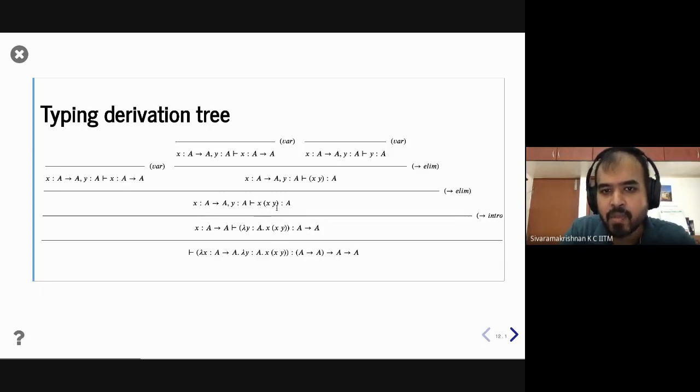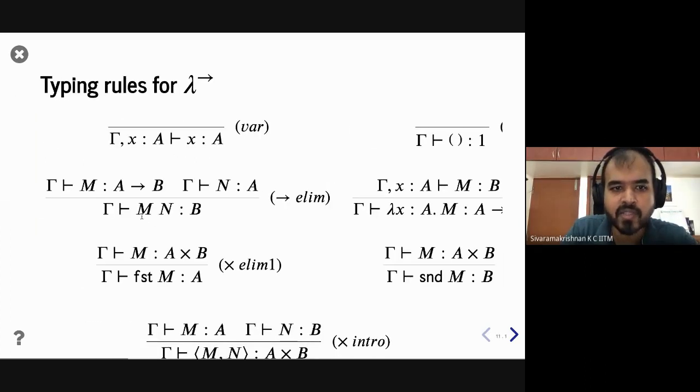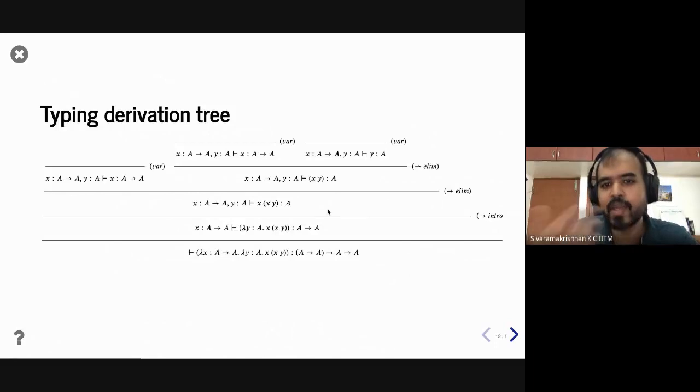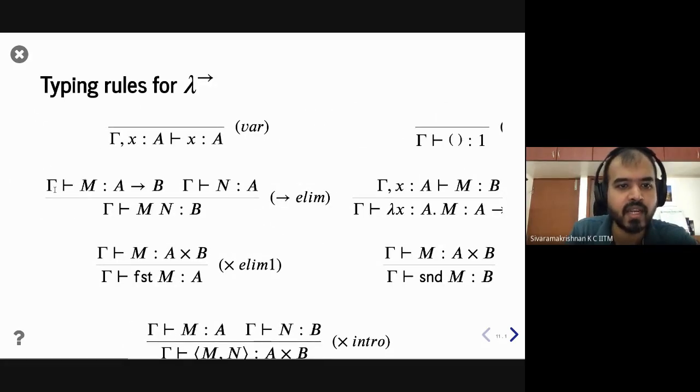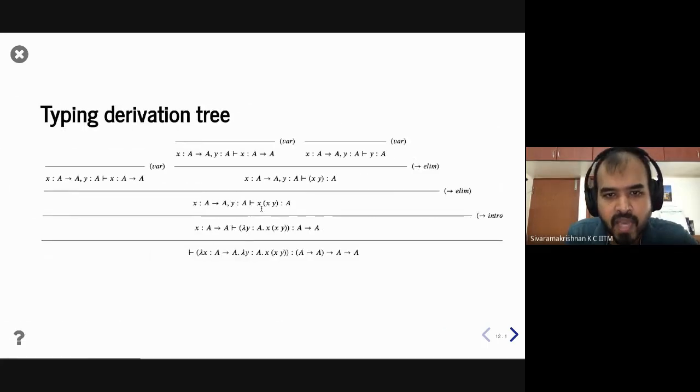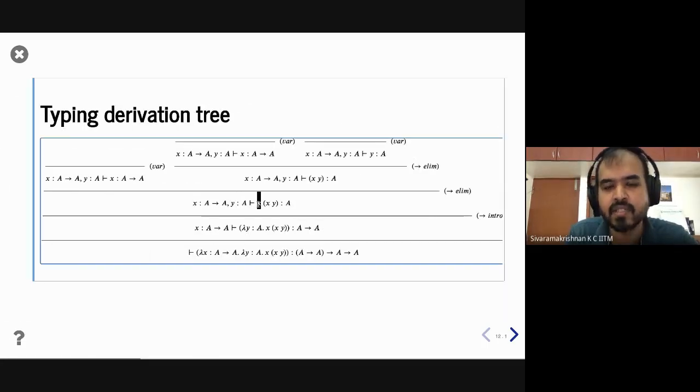What we have now is application, right? x applied to y. If you go back to these rules, there is only one rule for application, and that is arrow elimination. So you directly appeal to the arrow elimination rule. If you do that, there are two premises: one for showing that m is actually a function, and the next for showing that n has type A and that the type matches. So what do we have here? We have to show that x is a function and that x applied to y has a type which matches the argument type of x, right? So how do we do that?